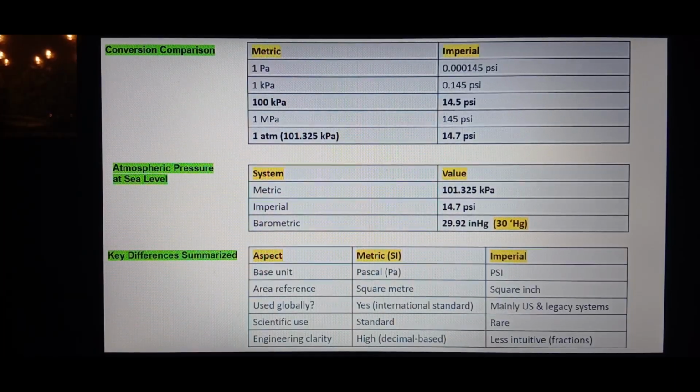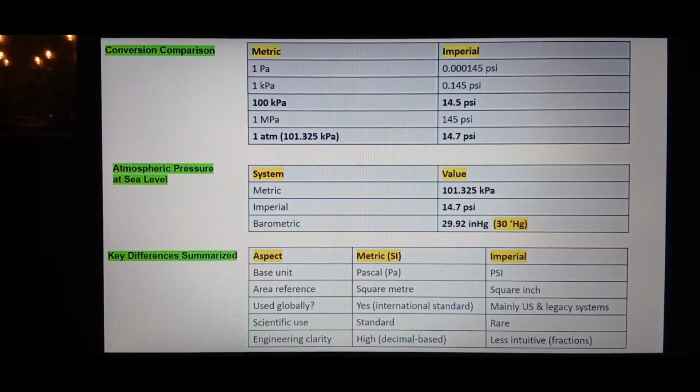Engineering clarity for metric SI, that is high, decimal based. For imperial, clarity is less intuitive because it works with fractions.